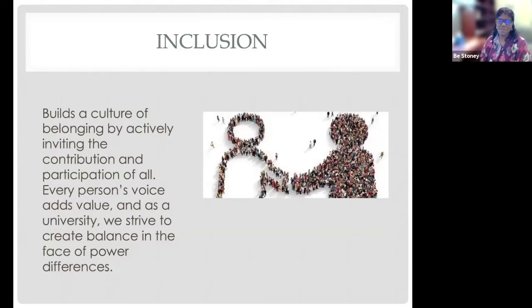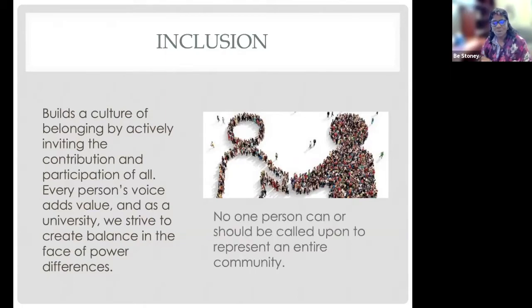When you look at this picture, to my left, your right, you see a picture of people gathering together, so to speak, coming to make a point. And in this picture, you see a host of folks that want to come in together to not only be included, but to be attended to, creating balance, okay? But yet when there's an imbalance of creation, you have to keep in mind that no one person can or should be called upon to represent an entire community because that's nearly impossible.